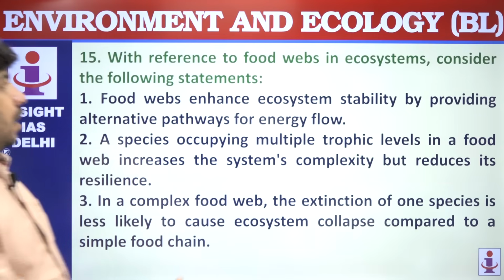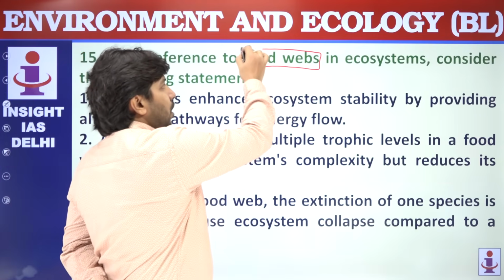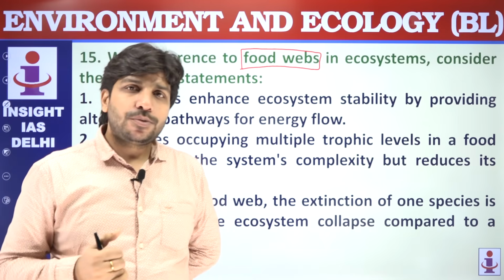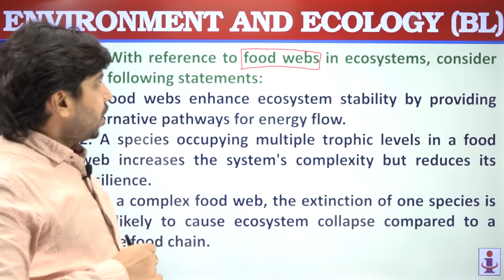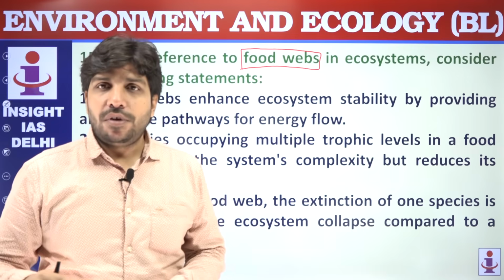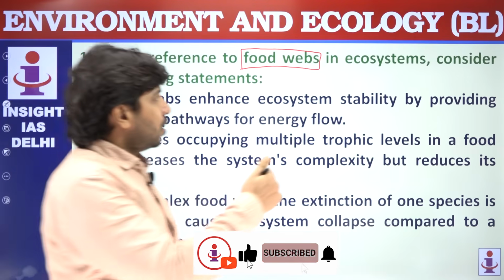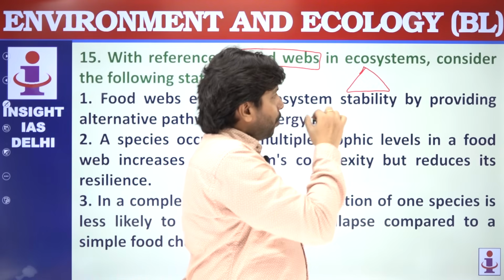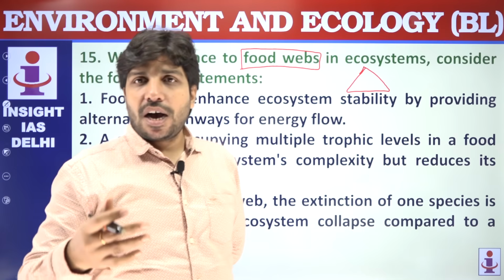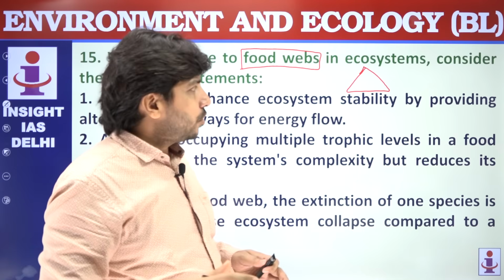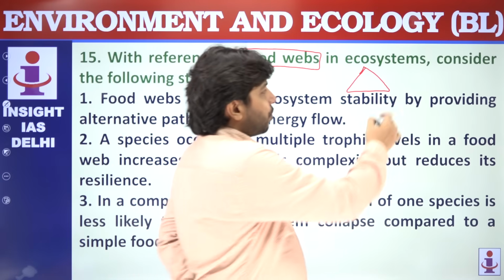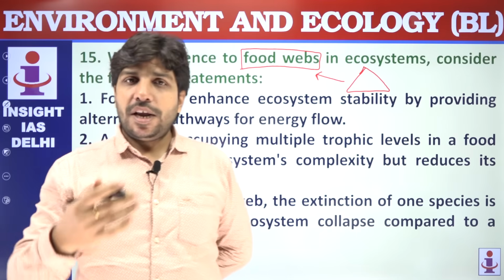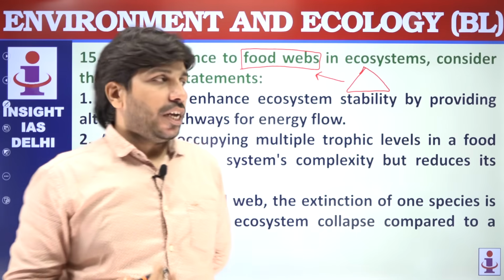Food webs. A while ago we learnt about food chains, and here comes the food web. What is the difference between a food web and a food chain? A food web comprises several food chains. A food chain is a simple, graphic representation. But when several food chains are mixed up and combined, that forms a food web. So a food web is much more complex than a food chain.